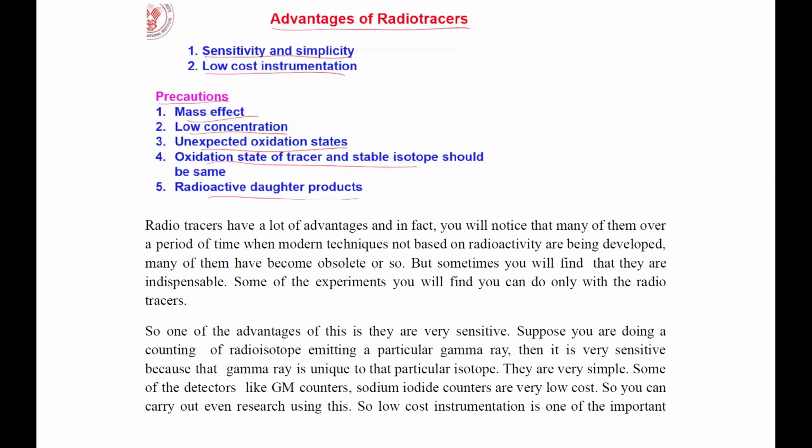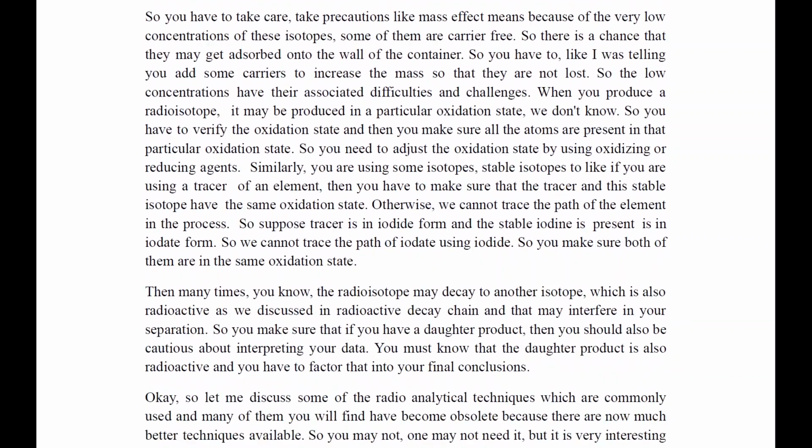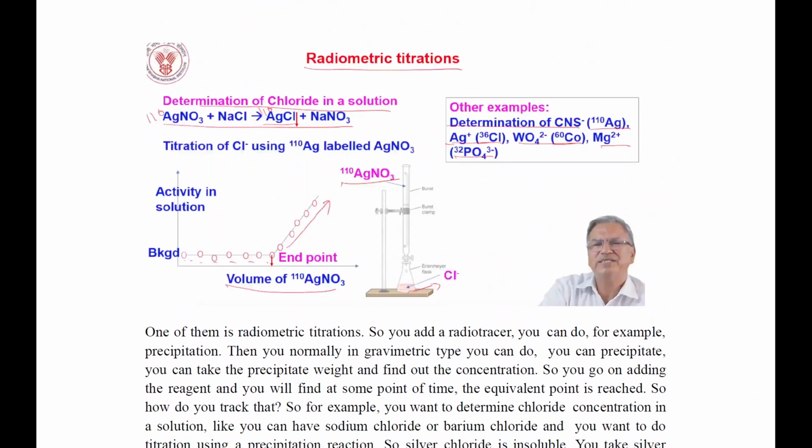There are some advantages: sensitivity, simplicity, and low cost instrumentation. Precautions are the mass defect, we know, unexpected oxidation state, the tracer and stable isotope should be the same, and radioactive daughter products, because we know they keep on converting into daughter nuclei.